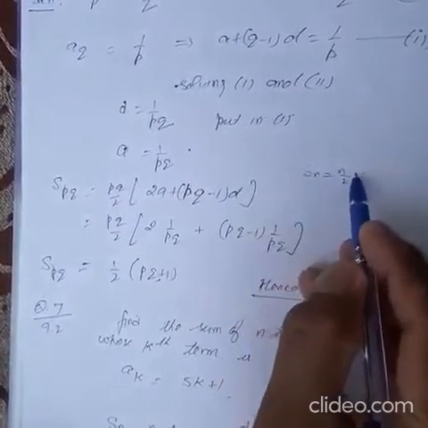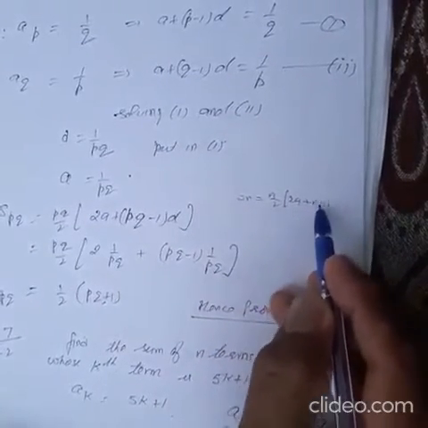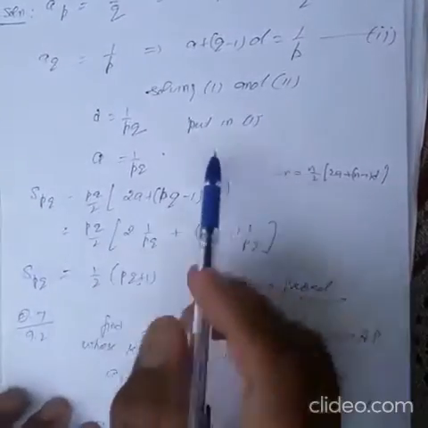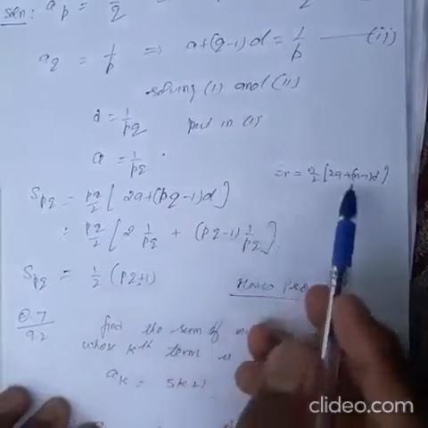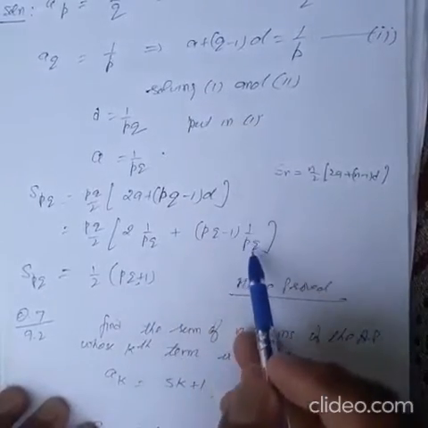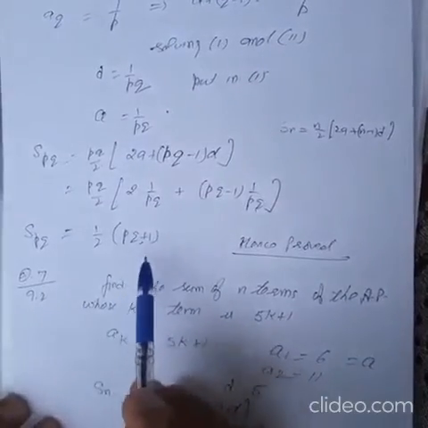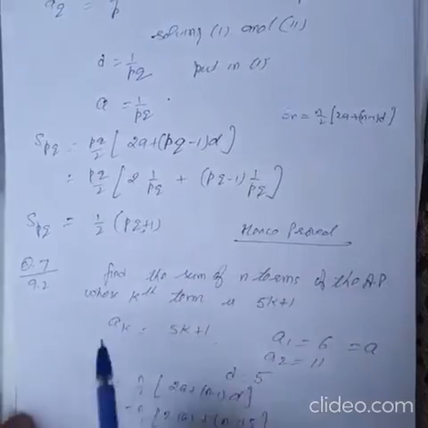Sn, we know the formula is n by 2 into 2A plus n minus 1 into D. So you apply this formula. N is PQ, A is 1 upon PQ, and D is 1 upon PQ. So you calculate and you will find the sum as 1 upon 2 into PQ plus 1. I hope it is clear to you.